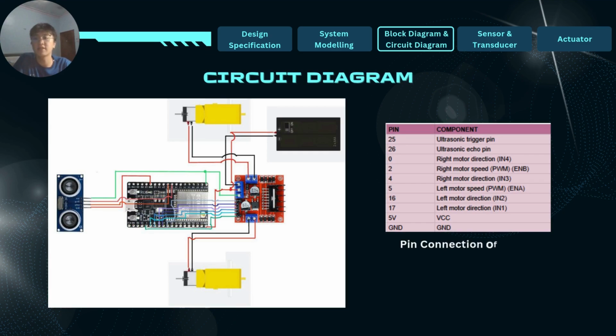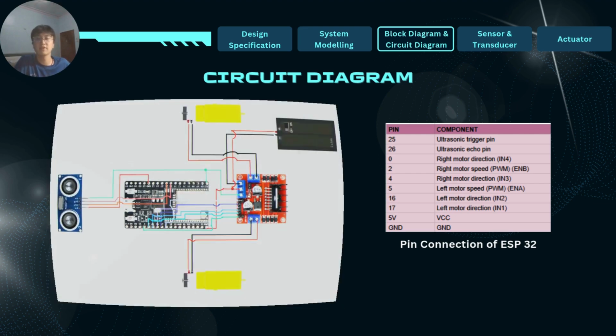Now, I want to present the circuit diagram of our cruise control auto car. On the left-hand side is our schematic diagram, and the table on the right-hand side shows the pin connections of the ESP32. We can see from both diagrams the pin connections, like pins 25 and 26 are for the trigger and echo of the ultrasonic sensor. Pins 0, 2, and 4 are for right motor control, and pins 5, 16, and 17 are for left motor control. For the VCC, we connect 5 volts because the ultrasonic sensor requires 5 volts to start up, and the ground is connected to ground.